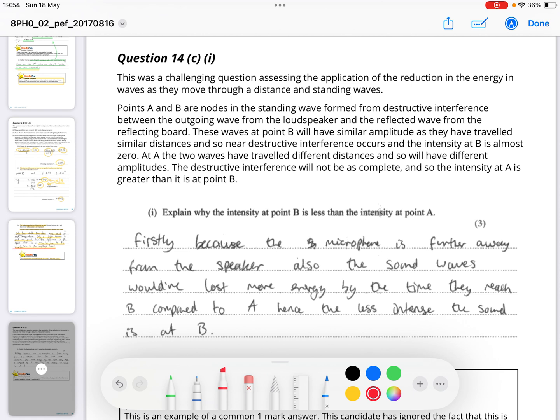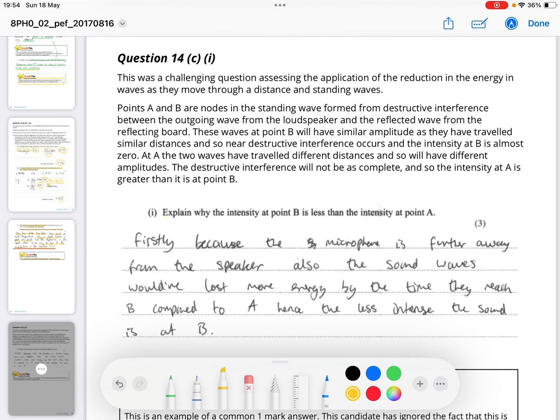Question 14 part C is about, I think, standing waves. In part C, they're changing the method of working out the speed of sound. They're using a loudspeaker, a microphone, and a board to bounce the sound off, and they're using a loudspeaker and a sound meter to set up a standing wave. And from the standing wave, they want you to be able to do that.